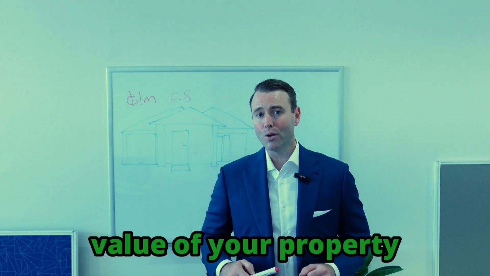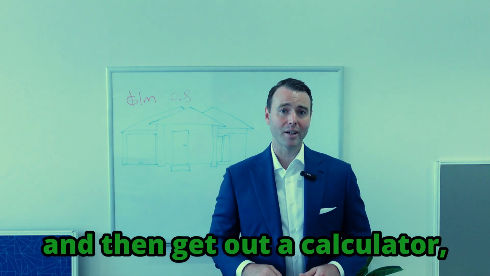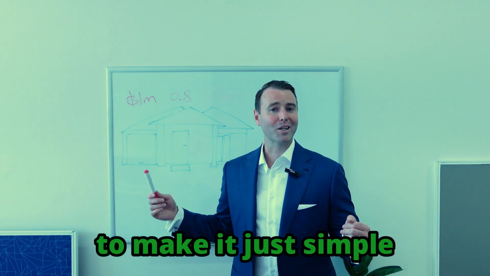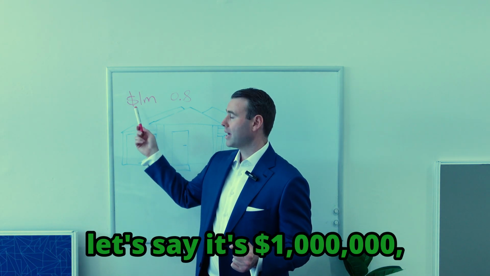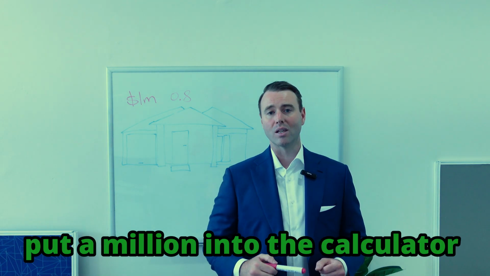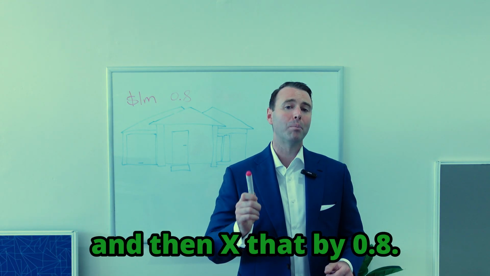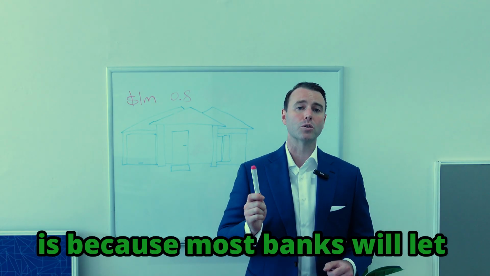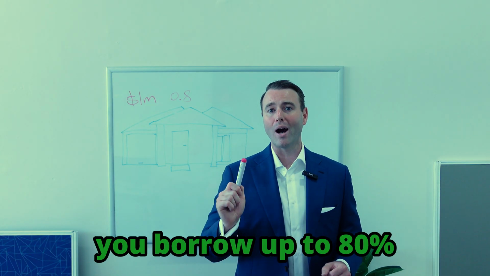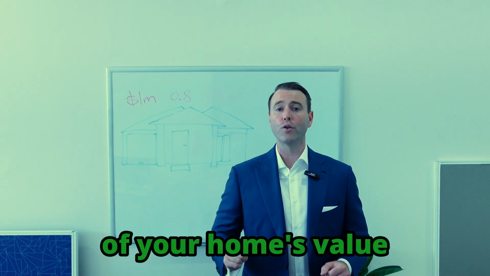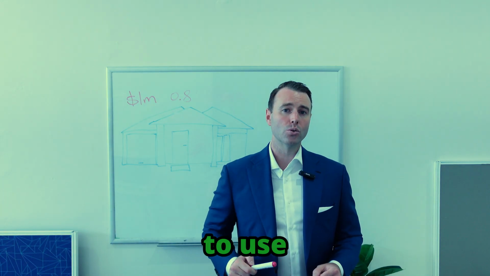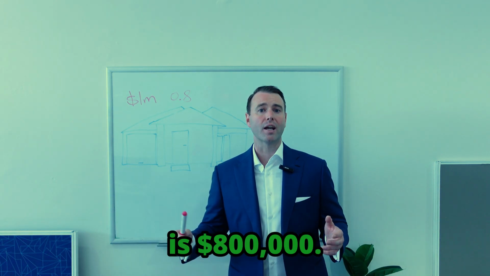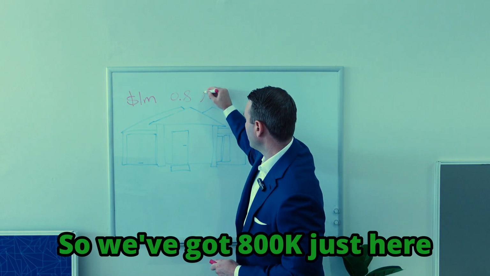So if you get the value of your property and then get out a calculator, put the value of the property in the calculator. So for example's sake, to make it just simple round numbers, let's say it's $1 million. Put $1 million into the calculator and then times that by 0.8. And the reason we're doing 0.8 is because most banks will let you borrow up to 80% of your home's value to use for investing. So 80% of $1 million is 800,000. So we've got 800K just here.